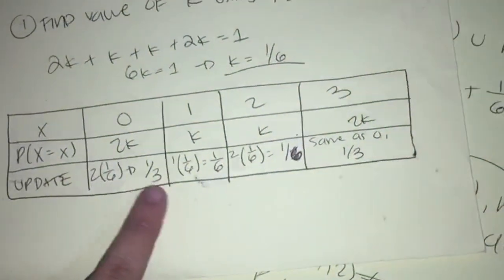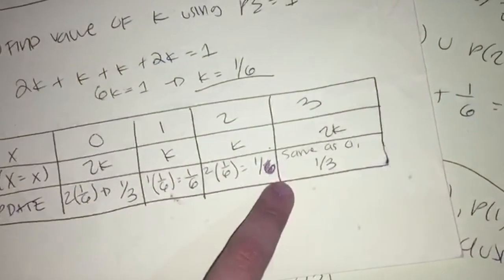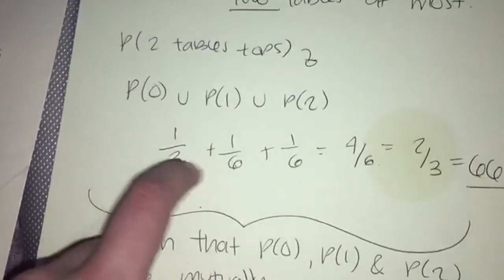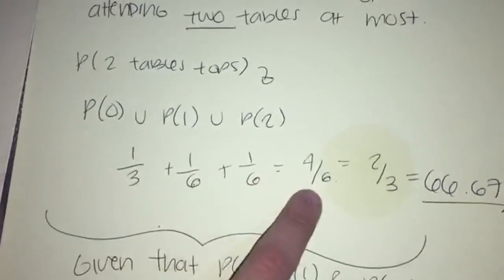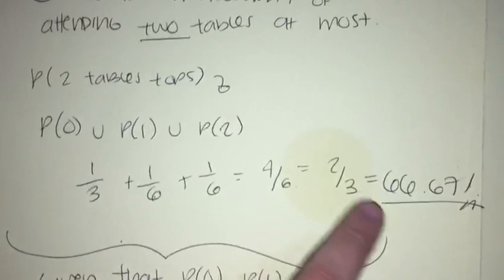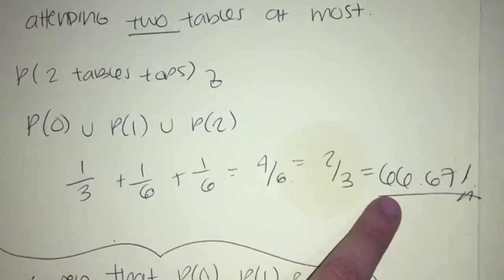So we're just going to add the probabilities that we have right here. So it's going to be 1/3 plus 1/6 plus 1/6. And this equals 2/6. So it's going to be 2 plus 1 plus 1, 4 out of 6. And if we simplify that, it's going to be 2 out of 3, meaning it's 66.67.